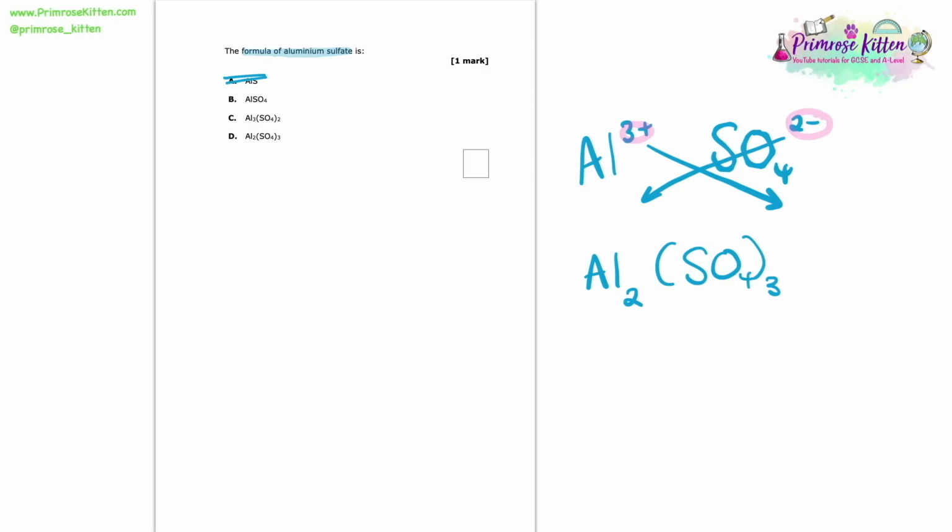Now, the common charge that they could have would be 6+ and 6-. And we get that by timesing the Al 3+ by 2, which is what we've done here. And we get that by multiplying the SO4 2- by 3. And that's where we get this SO4 with the brackets and the 3 there. Now notice I haven't bothered to write the charges anymore. That's because they balance and cancel out essentially. So we don't need to write them down anymore. So looking at the multiple choice options, I can see that the answer here is going to be D. So D is my answer.